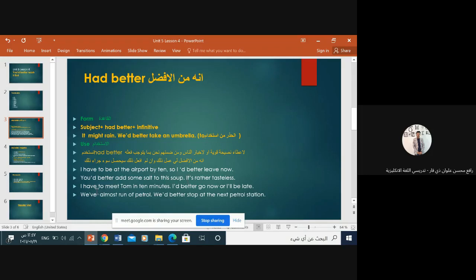I have to meet Tom in 10 minutes, I'd better go now or I'll be late. We've almost run out of petrol. We'd better stop at the next petrol station. So it will be a big problem if we don't take this advice. يعني إذا لم نأخذ هذه النصيحة سوف تكون هنالك عواقب وخيمة لعدم أخذنا بهذه النصيحة.